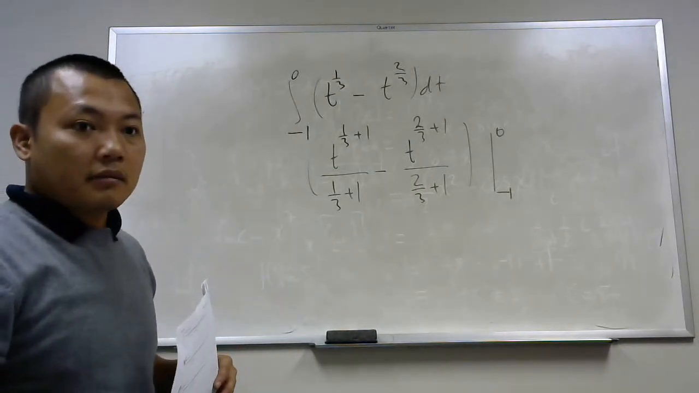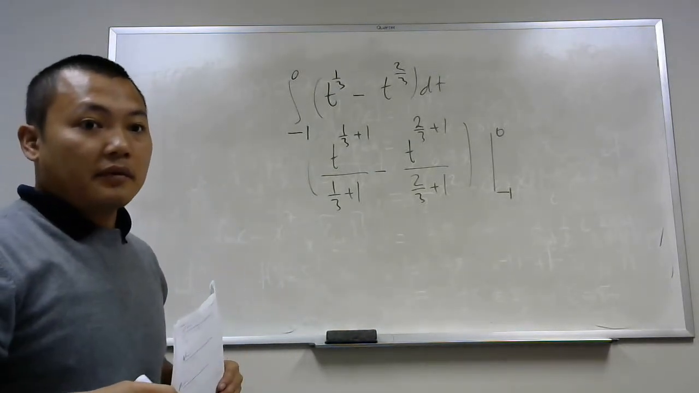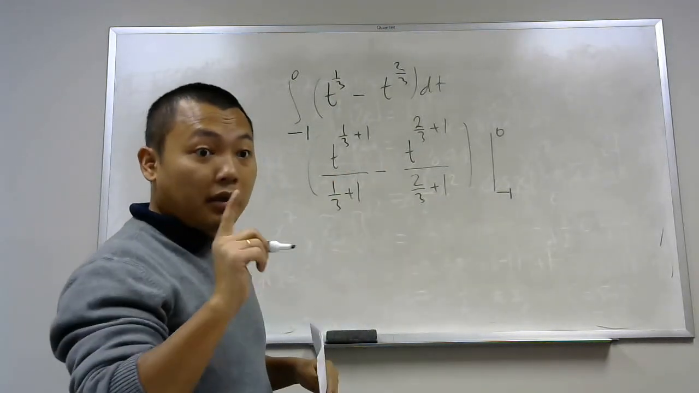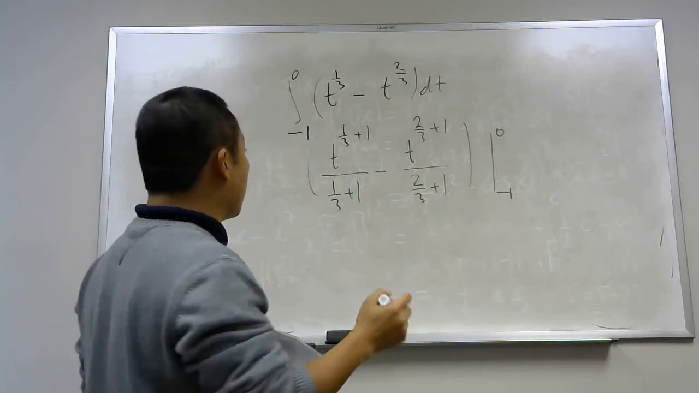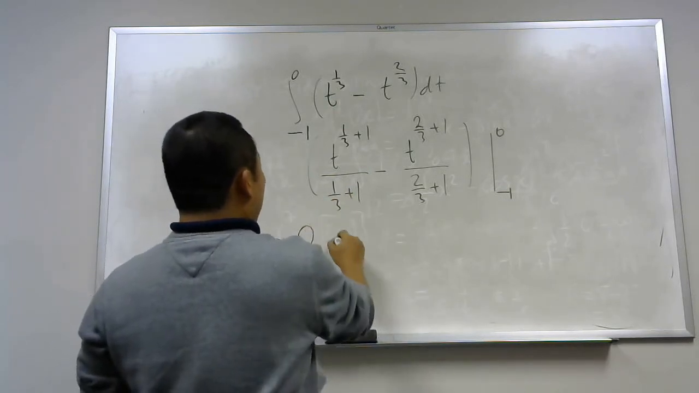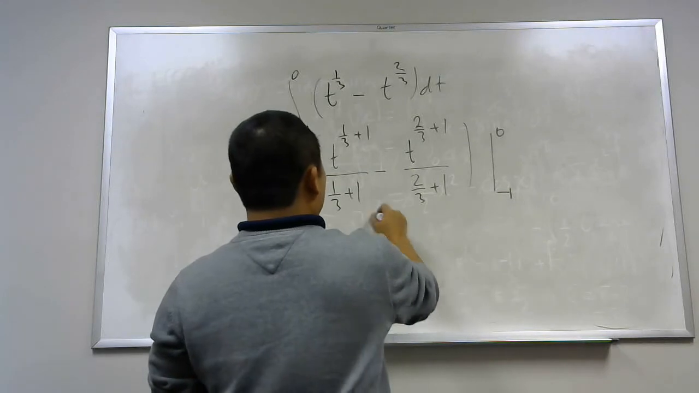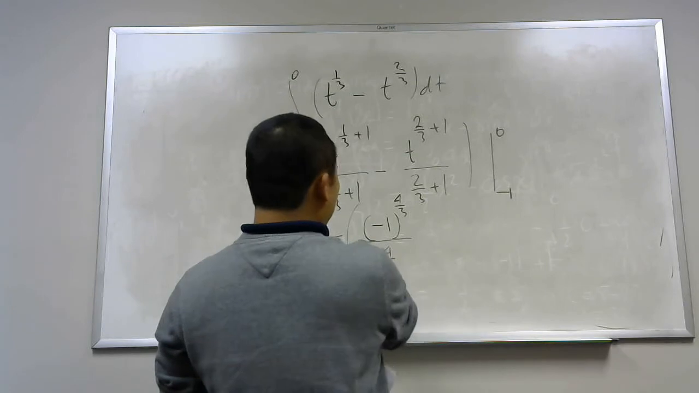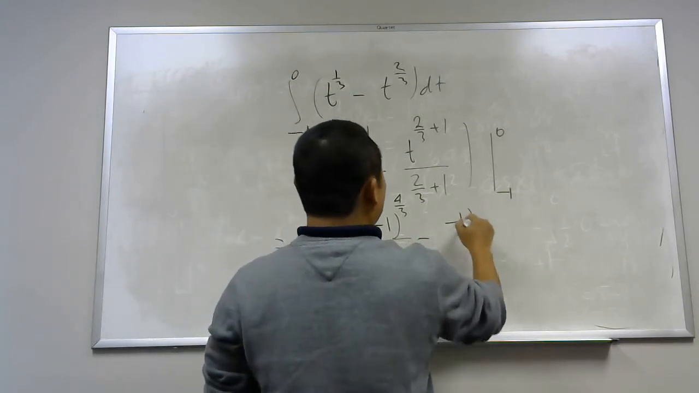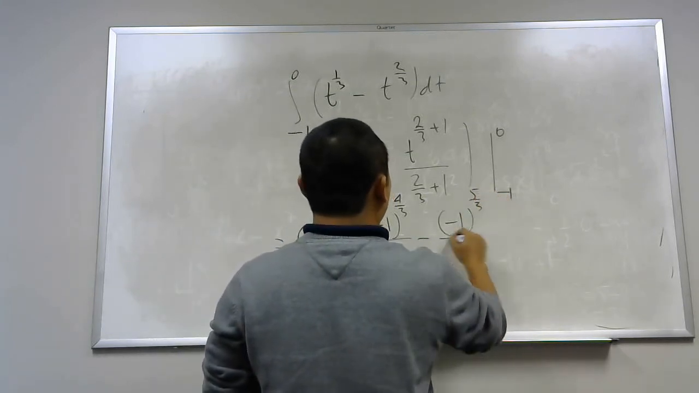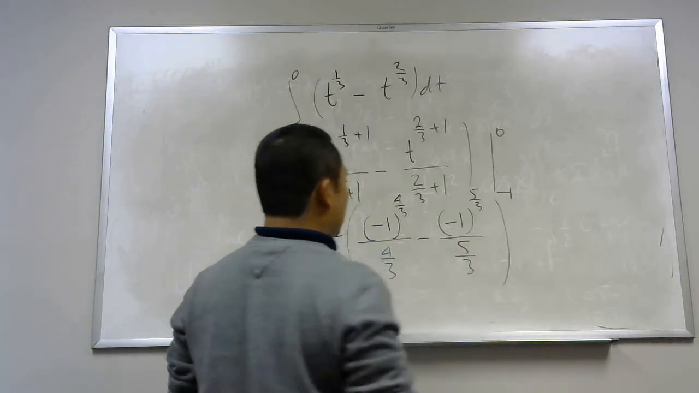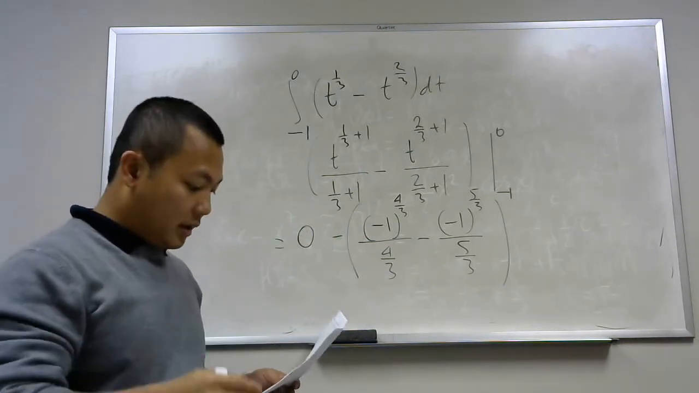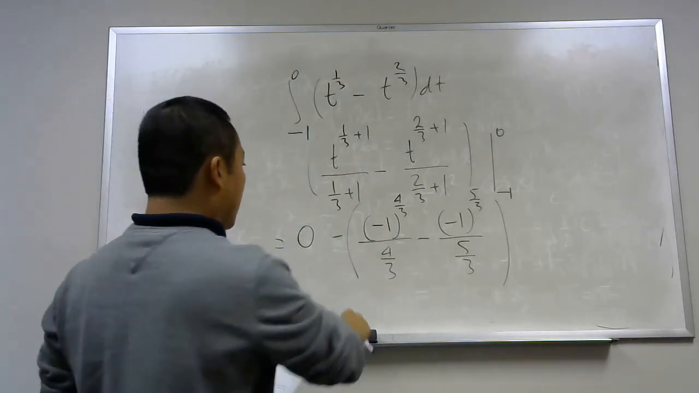That's it. You can use a calculator to find it. At 0, everything is 0. At -1, you just plug -1 into this, but don't forget to use parentheses. So you would get 0 minus (-1)^(4/3) over 4/3, use parentheses, minus (-1)^(5/3) over 5/3. I can simplify that, but please do that for yourself. Just practice a little.